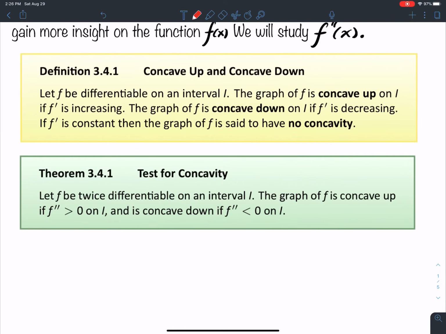Test for concavity. So how do we test for concavity? We let f be twice differentiable on an interval. The graph of f is concave up if the second derivative is positive, and the graph of f is concave down if the second derivative is negative. Just like with increasing, if the derivative was positive, f was increasing. If the derivative was negative, then f was decreasing. So the second derivative tells us, are we concave up or are we concave down?